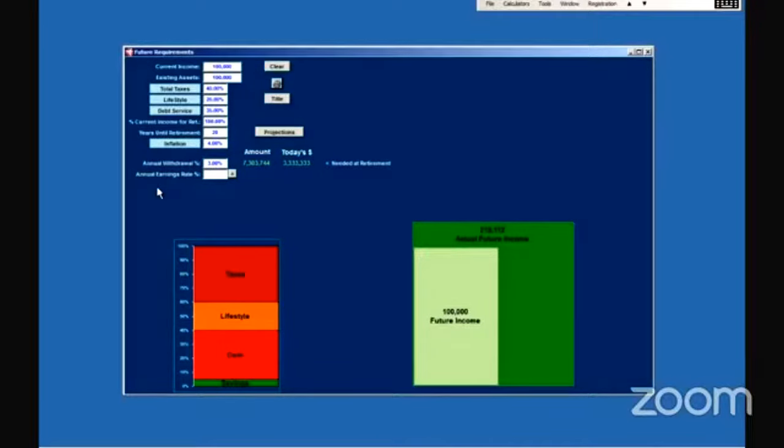Now, if that individual, instead of $100,000 in existing assets saved today, would have had $3,333,333, then obviously the growth of that money to age 65 would have been equal to the $7.3 million that you see there on your screen. So here's where the exercise comes into place. And this is why I call this calculator the "you can't get there from here" calculation.